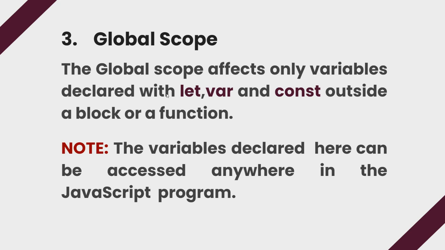So for most practical demos we've done today, you can see that we never had a variable name within a block or within a function. So throughout the practical session, we've actually been working with the global scope, which is why you just create a variable and you can always print it anywhere in the file. Another thing to note here: the variables declared here can be accessed anywhere in the JavaScript program.